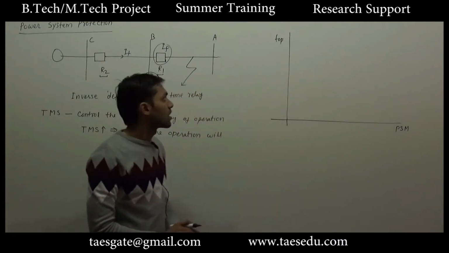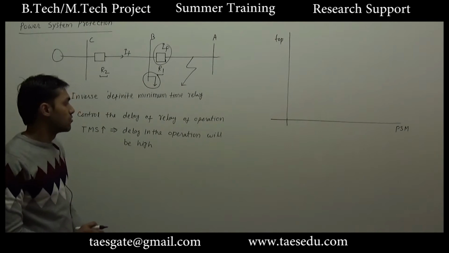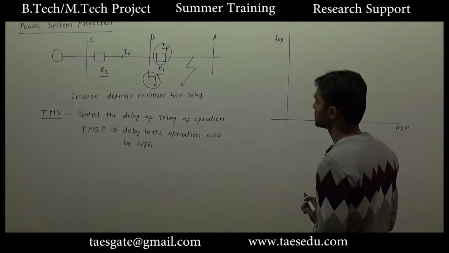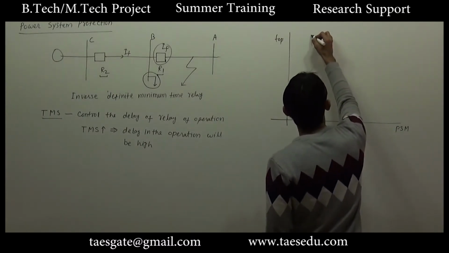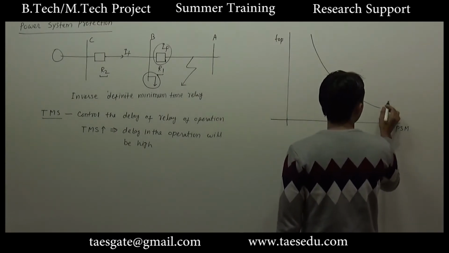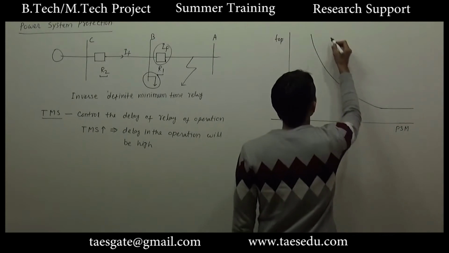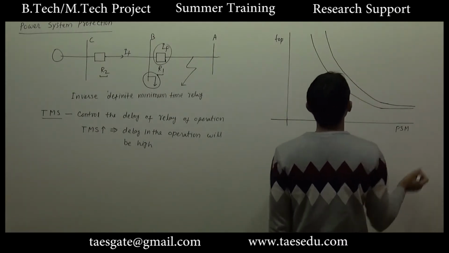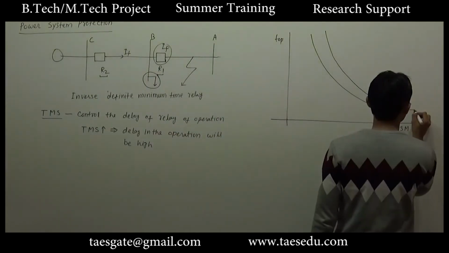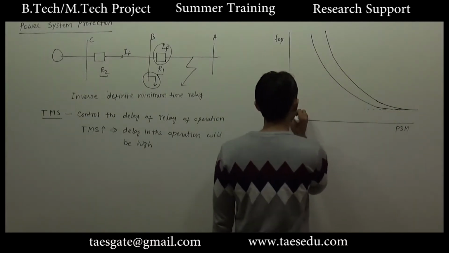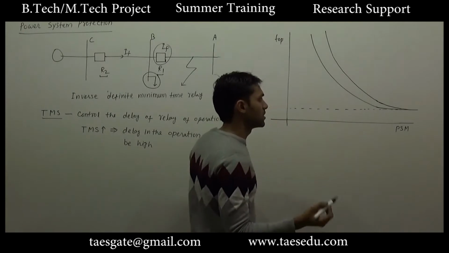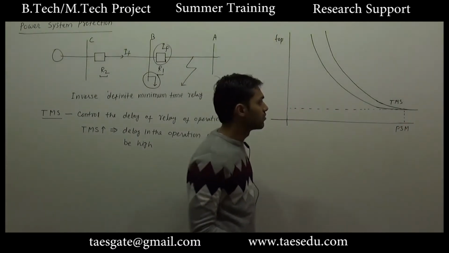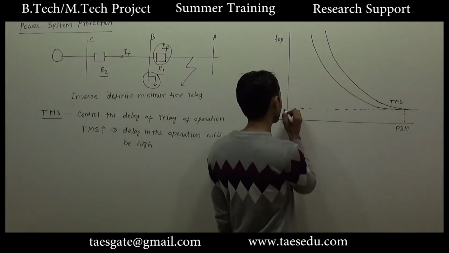So now we can plot the graph of time of operation versus PSM for different values of TMS, that is time multiplier setting. So for an inverse definite minimum time relay, we know this graph will be like this. It has an inverse relation, and if we increase the value of time multiplier setting, the time of operation will be increased. For higher value of PSM, the delay in the operation becomes constant. It becomes equal irrespective of the value of time multiplier setting. For high value of PSM, it does not matter what the value of time multiplier setting is, the delay in the operation will become equal.